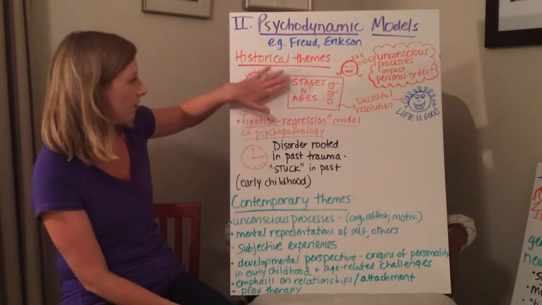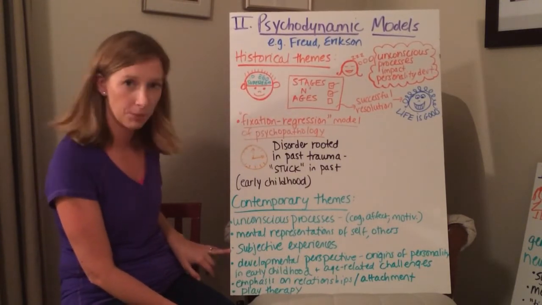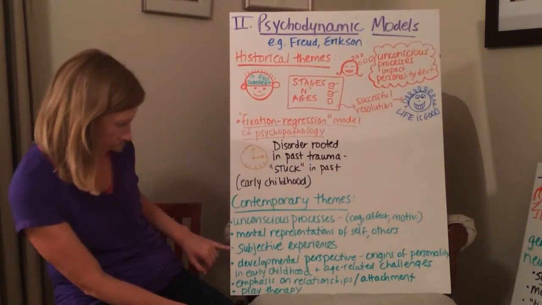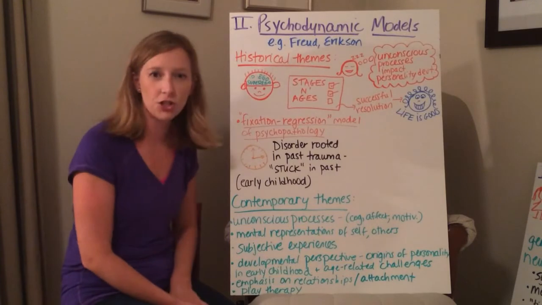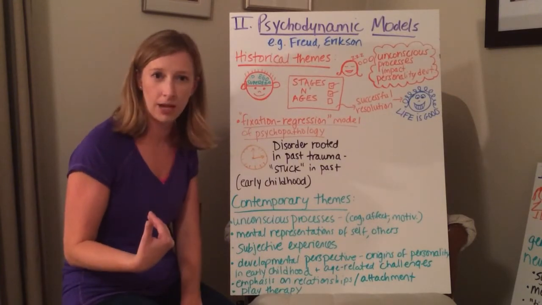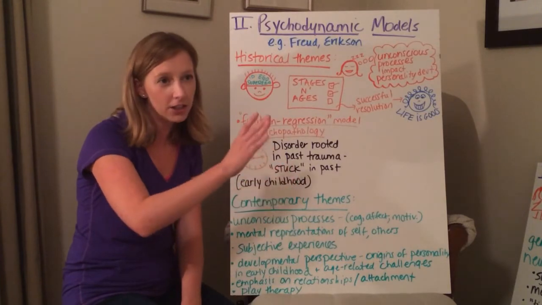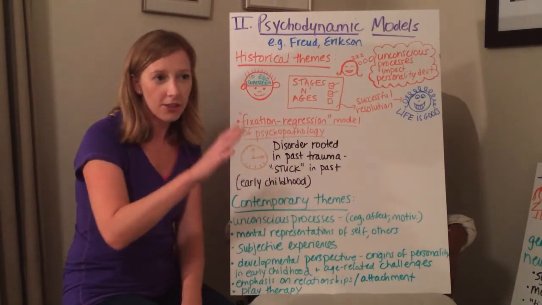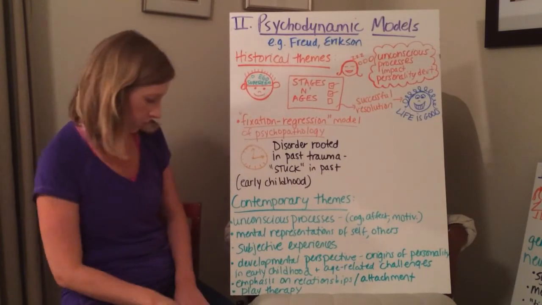So this idea of stages and ages is still something that is considered in terms of contemporary approaches to psychodynamic therapy and so forth. There's also a very strong emphasis on relationships and on those early attachments that we have with our caregivers. And if there was something that went awry early in childhood, again, we're likely to see that theme come up later on when the child is showing symptoms of a disorder.